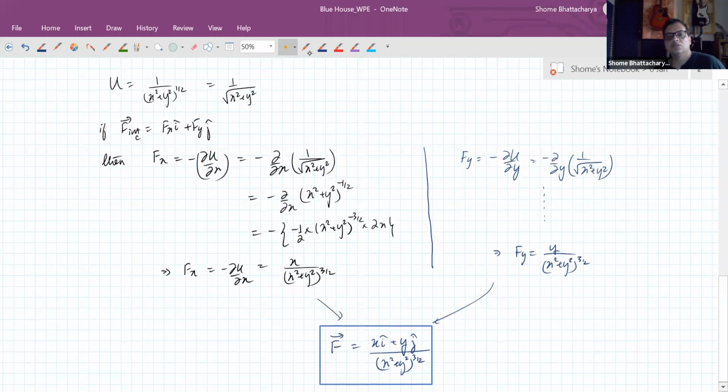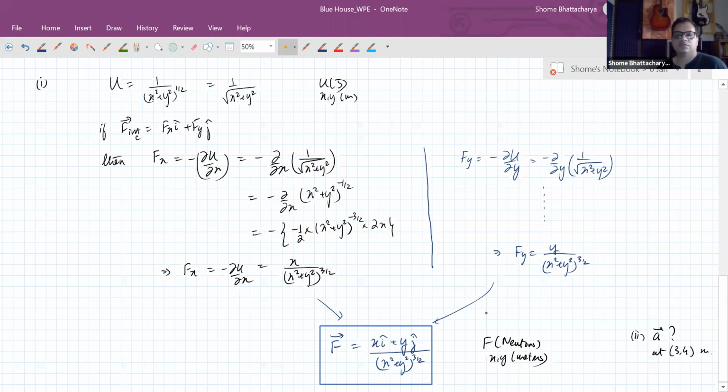Now the other thing is units. Because potential energy was in joules with x and y in meters, here the force will be in newtons, provided x and y are in meters in this expression. Now use this for the second part, where you want to calculate the acceleration of the particle at (3, 4) meters. So work this out quickly, people.